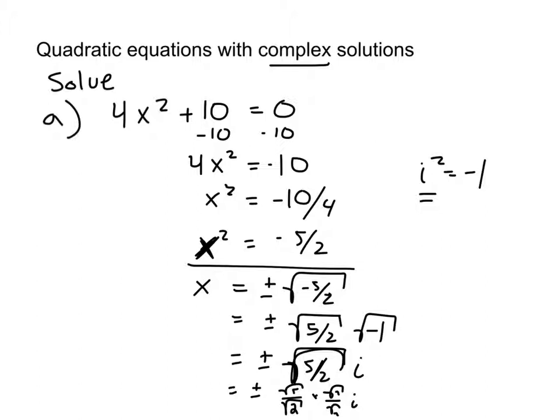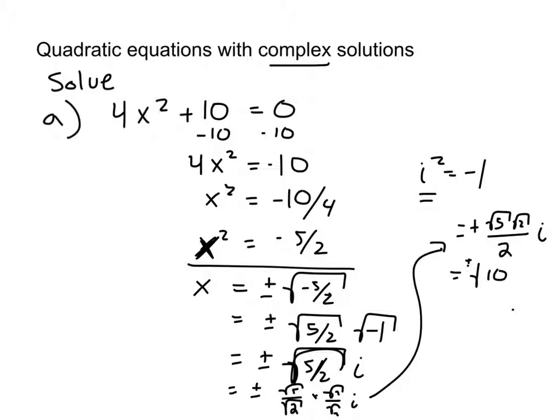Okay, and then I ran out of room, so I'm going to do this up here. So this is plus or minus the square root of 5 times the square root of 2, over the square root of 2 times the square root of 2, which is 2, and then i. Okay, and that is plus or minus the square root of 5 times 2, which is 10, over 2, times i. Okay, so that's a better way of writing your answer than the square root of 5 over 2, because there is no square root in the denominator.